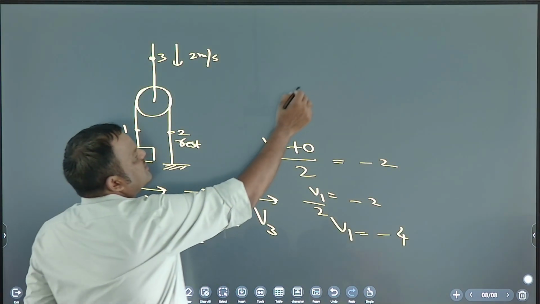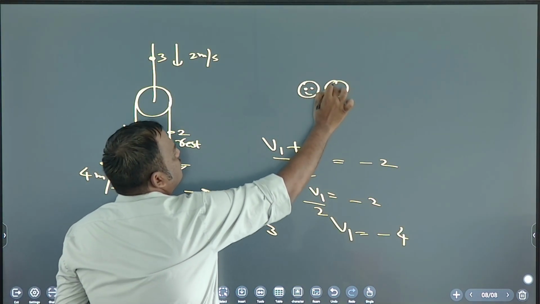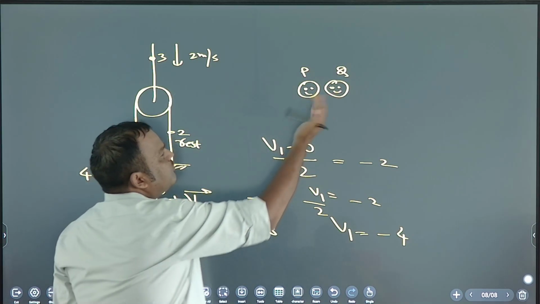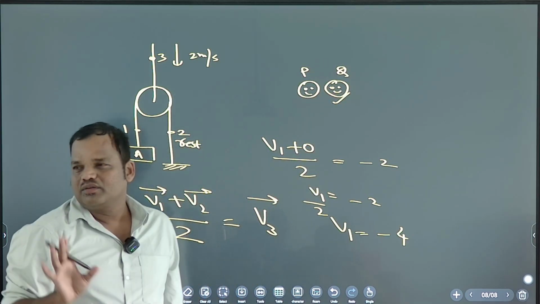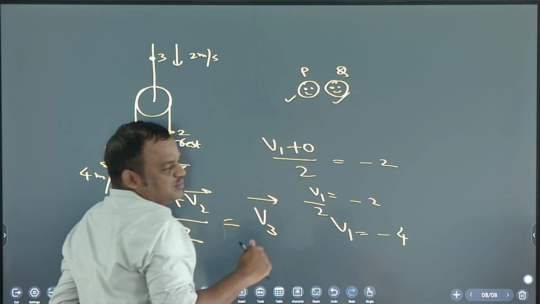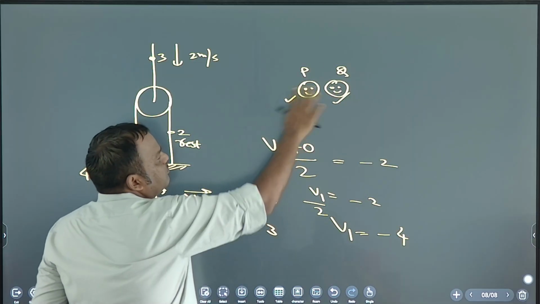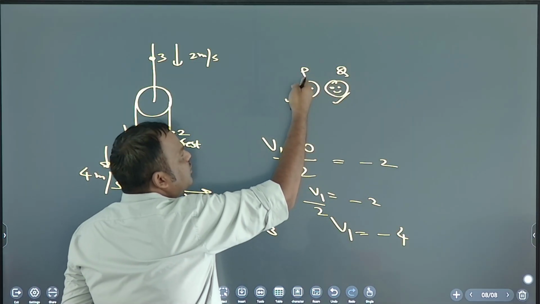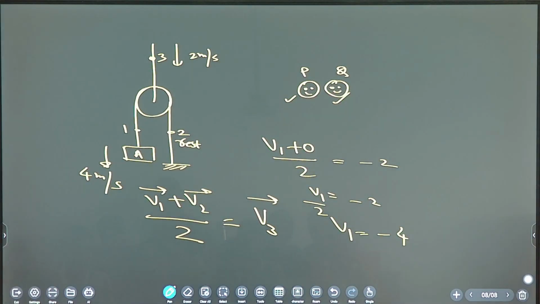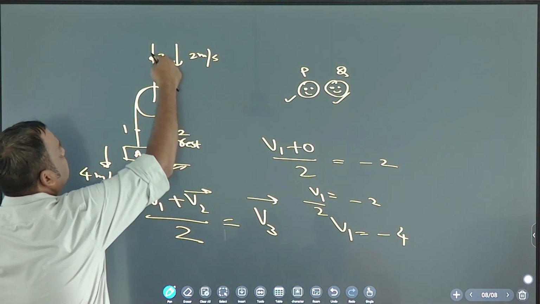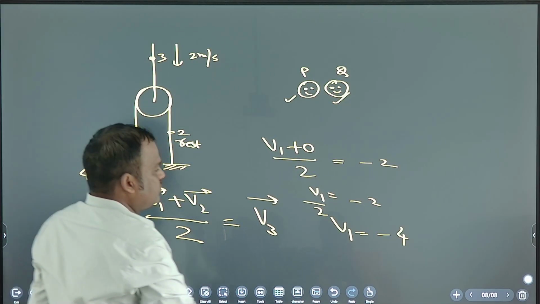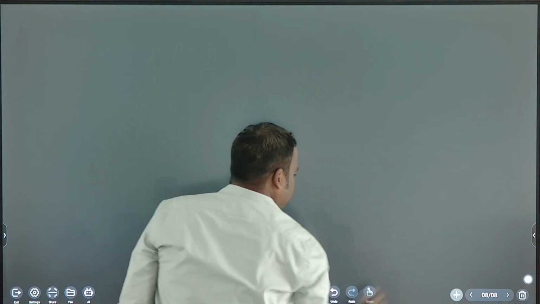Like suppose two friends, P and Q. I want to know where Q is. They are connected. If you know where P is, you know where Q is. Both are together like that. I don't know where Q is, but I know where P is, so Q will be nearby. Constraint, they are connected, connected bodies. If you know the velocity of one point, you can find the velocity of the other point. Okay, clear?